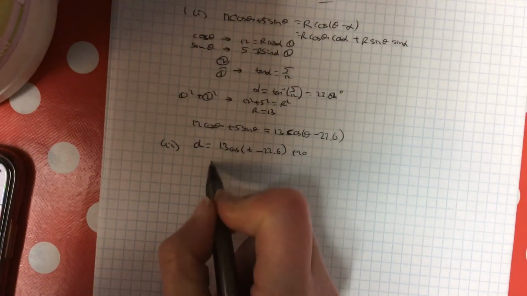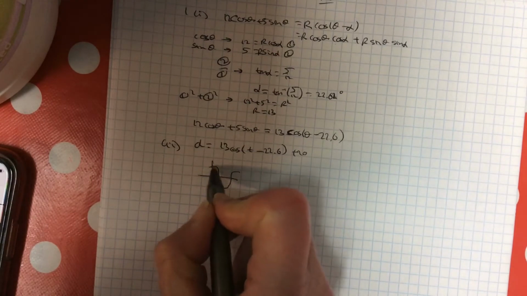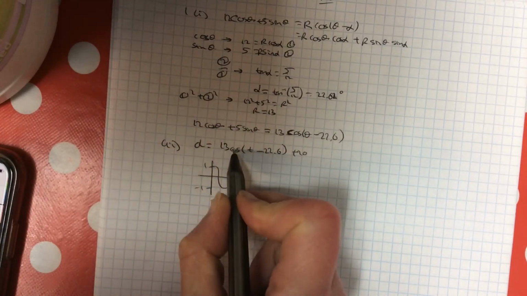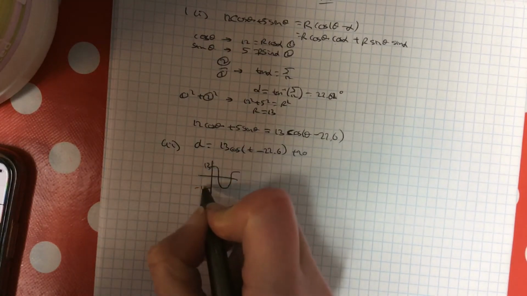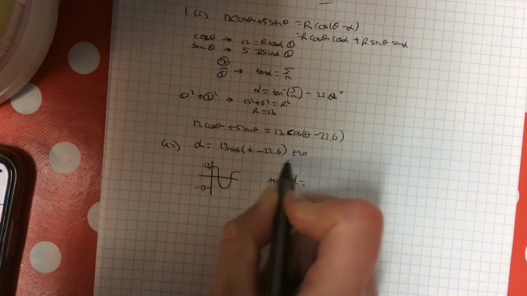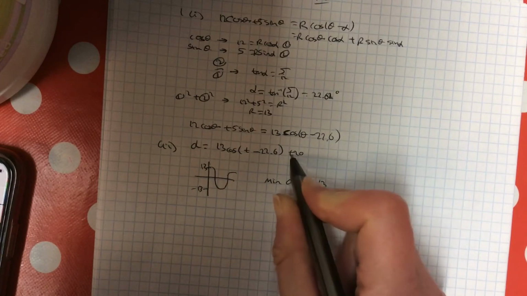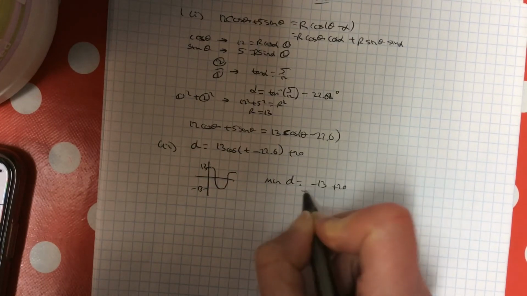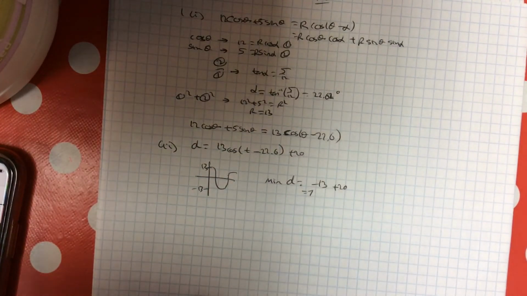Now if you consider your cos graph, it goes from 1 down to minus 1, times it by 13, it goes from 13 down to minus 13. So the minimum this can be is minus 13, but then add on your 20, giving you a minimum depth of 7.